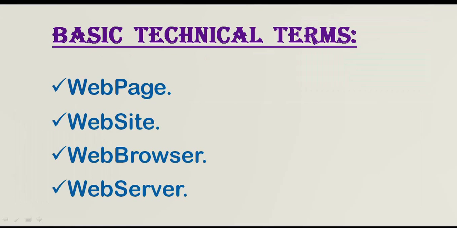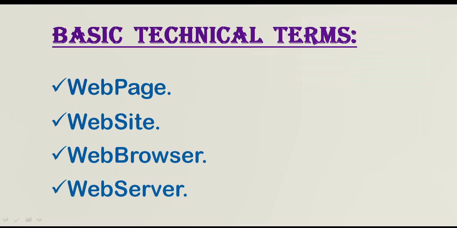As a technical student, you need to know some basic technical terms about the web page, website, web browser and web server. Basically, what is a web page? A web page is a simple document which will be displayed by a browser. That document is written in HTML, hypertext markup language. A web page is a simple hypertext document which will be displayed by a browser. This is a simple definition of the web page.